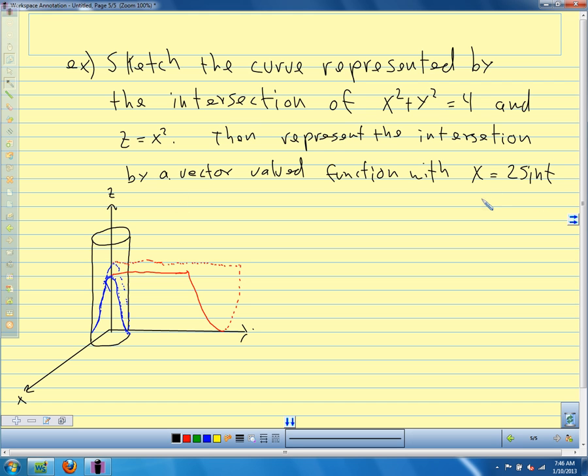And the problem was nice. It gave us how to represent x. 2 sine t. So if x equals 2 sine t, given this cylinder, what are we going to let y equal? 2 cosine t. So we have x equals 2 sine t.